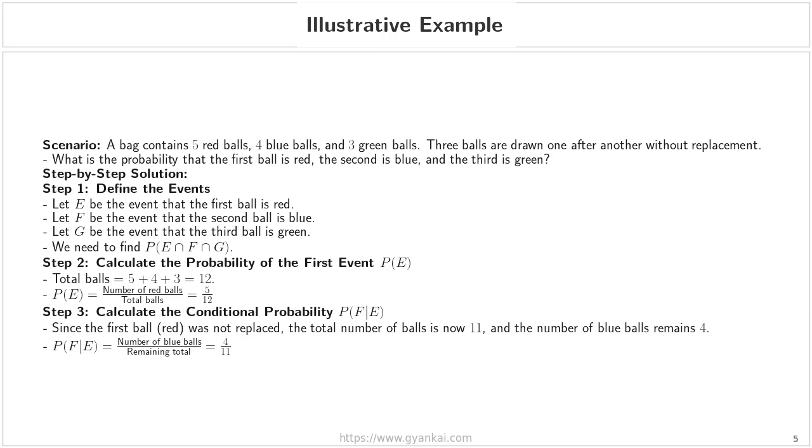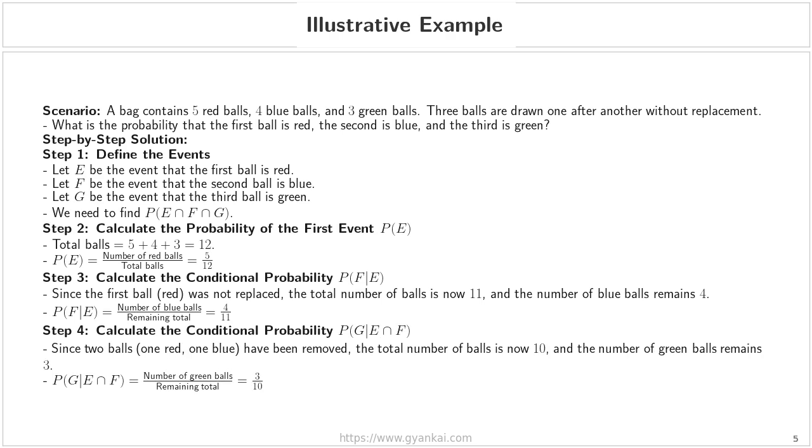In step 3, we calculate the conditional probability of F given E. This is a without replacement scenario. Because the first red ball was not put back, the total number of balls in the bag has decreased to 11. However, the number of blue balls is still 4. Therefore, the probability of F given E is 4 over 11.